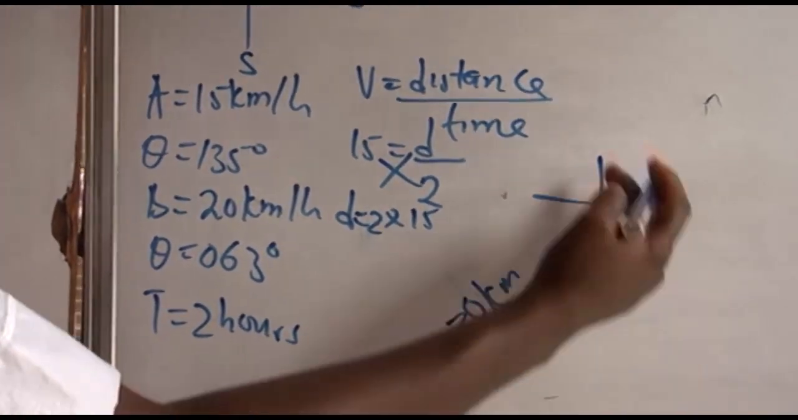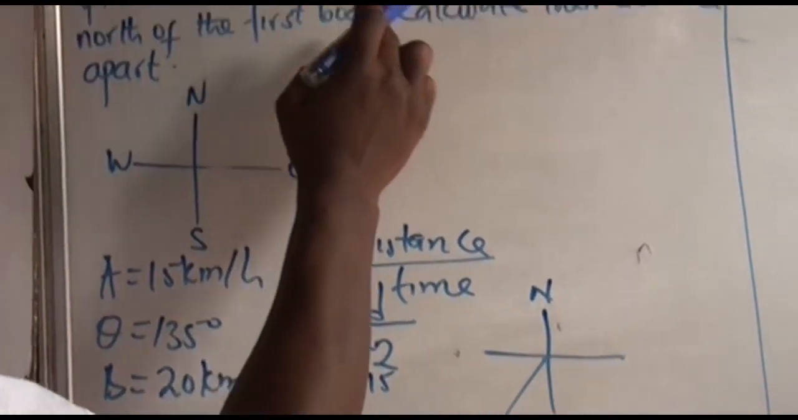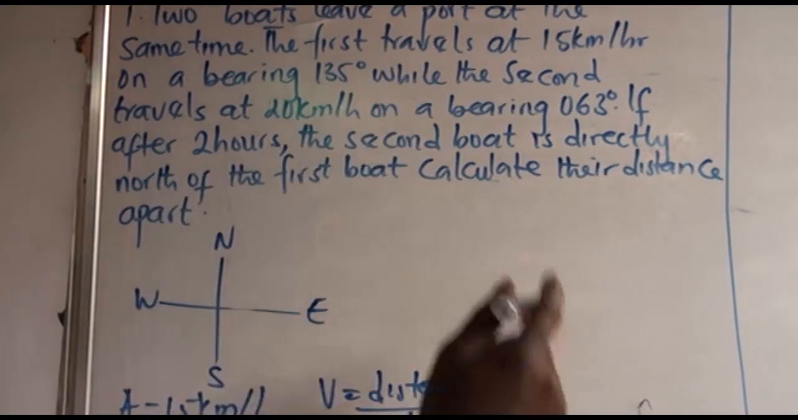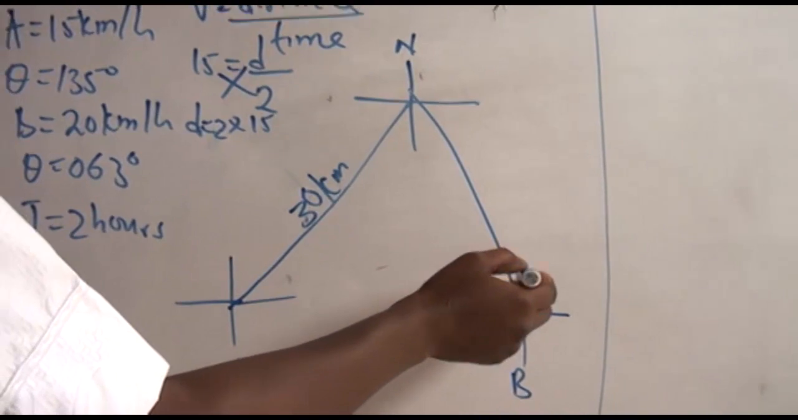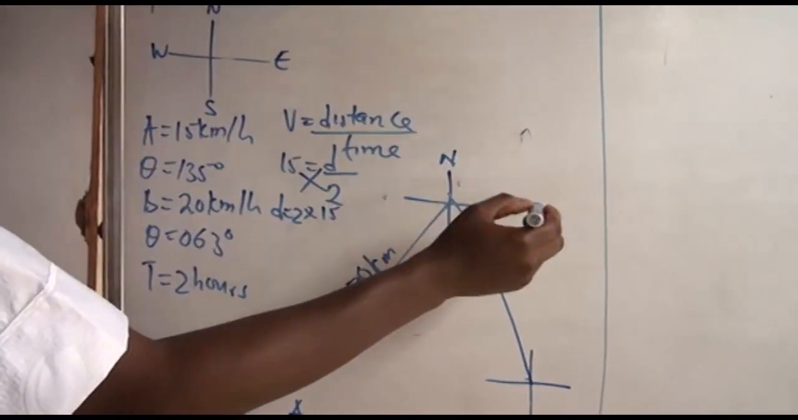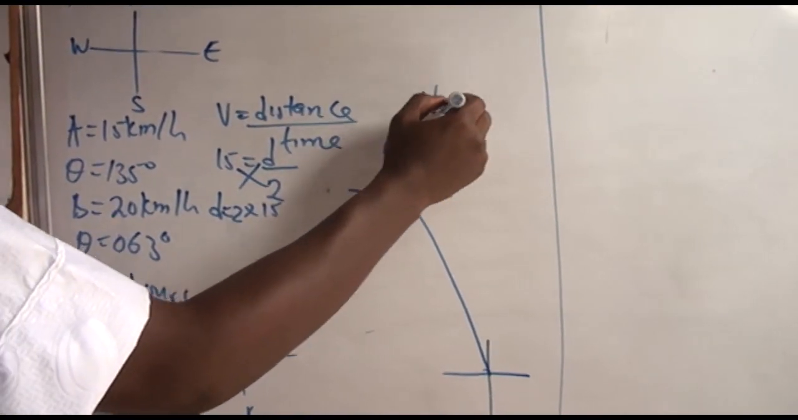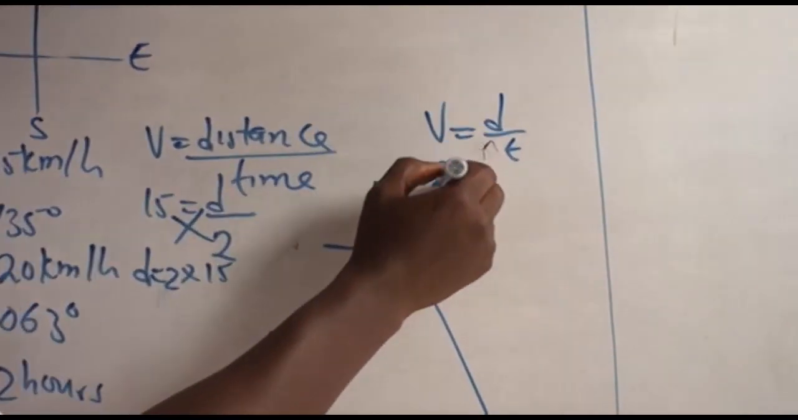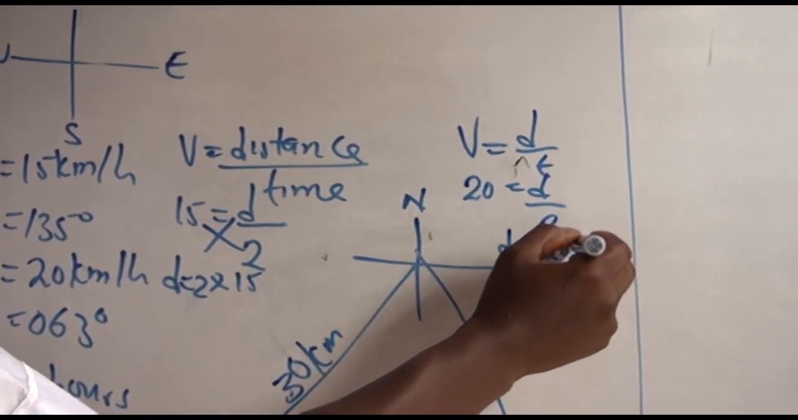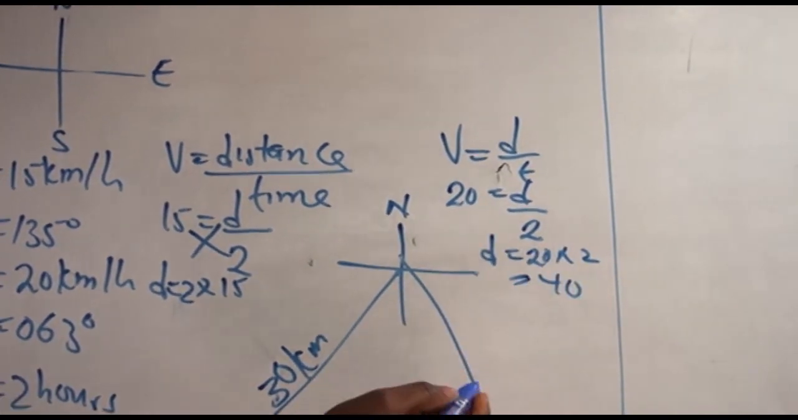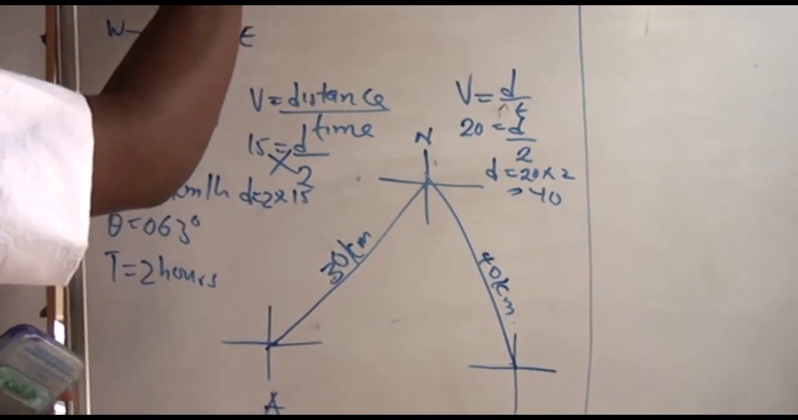Do not forget our cardinal points. The second one travels directly north of the first one, so we join them here. The second boat travels at 20 kilometers per hour. V equals 20 equals D over 2, so 20 times 2 gives 40. The distance there is 40 kilometers.